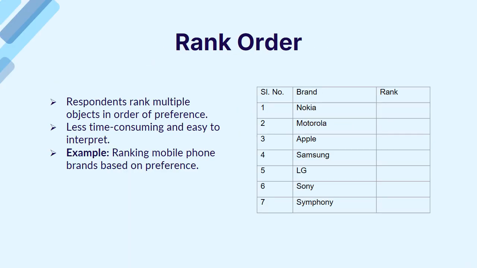Next we have rank order. Here, respondents are given multiple objects and asked to rank them in order of preferences. It's quick, easy, and widely used in market research. For example, think about ranking mobile phone brands from the table. There are Nokia, Motorola, Apple, Samsung, LG, Sony, Symphony. Your number one choice might depend on affordability or user experience. Rank order scaling helps businesses analyze market trends based on what customers prioritize.